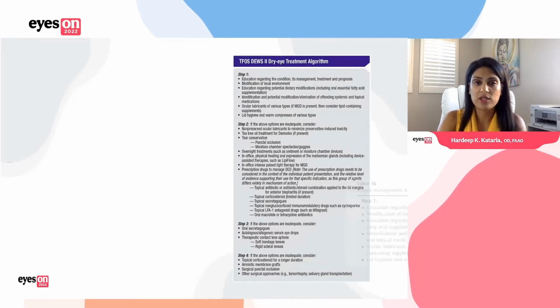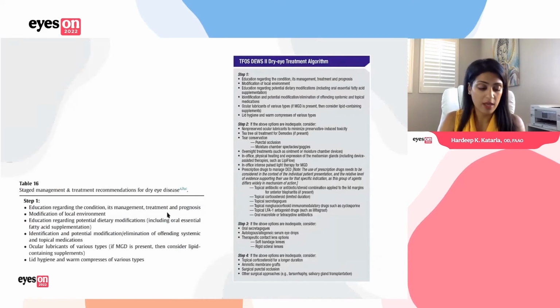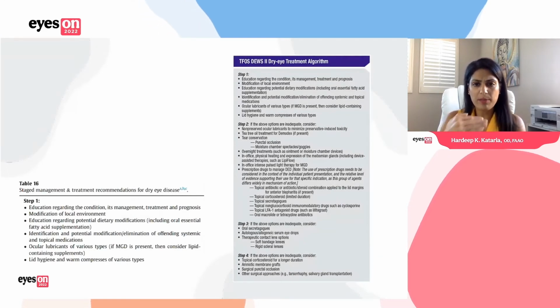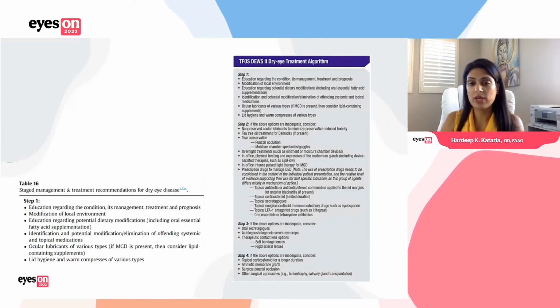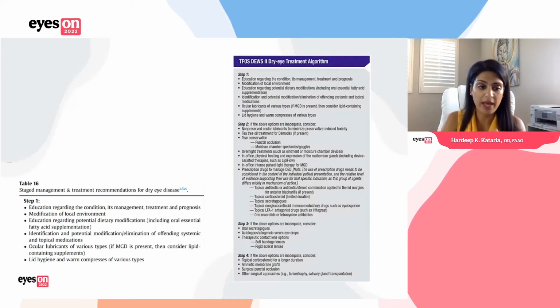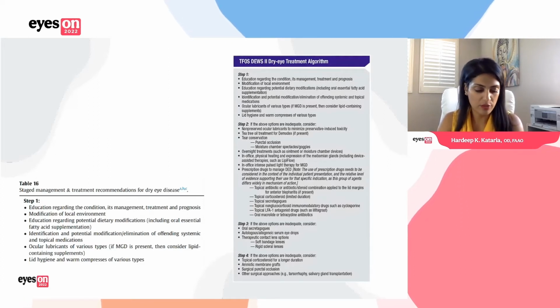It's really intended to be used as a guideline, okay? And it's not really a flow chart. So it's a stepwise approach in the sense that it outlines steps 1 through 4, but it's really not meant to be used as a flow chart where if step 1 doesn't work, you move on to step 2 and so forth.